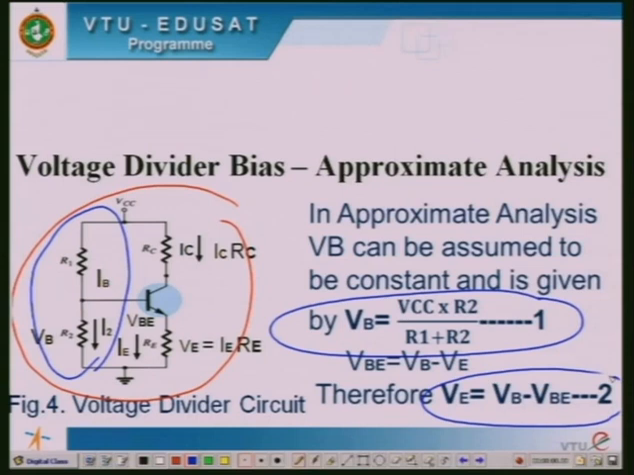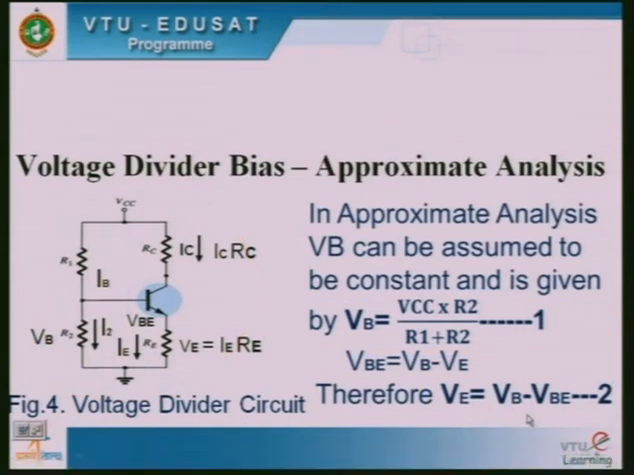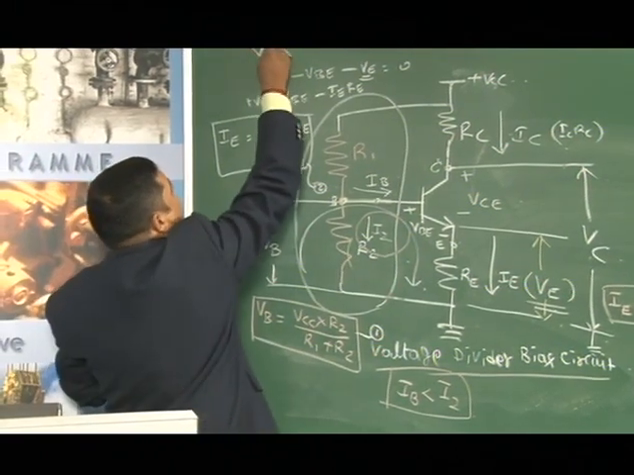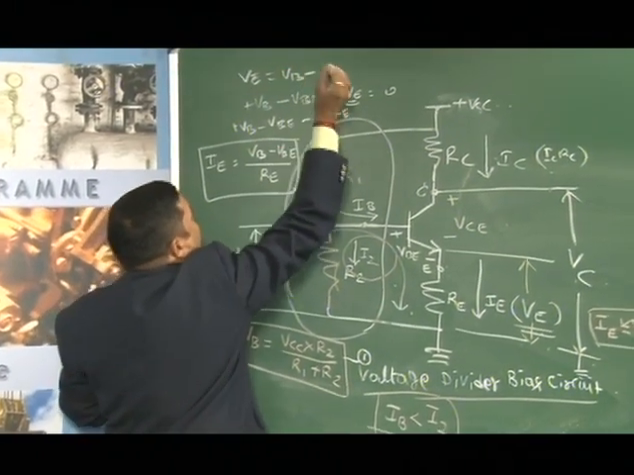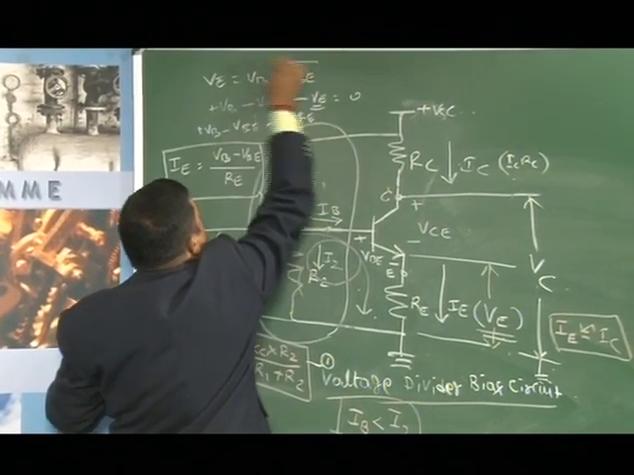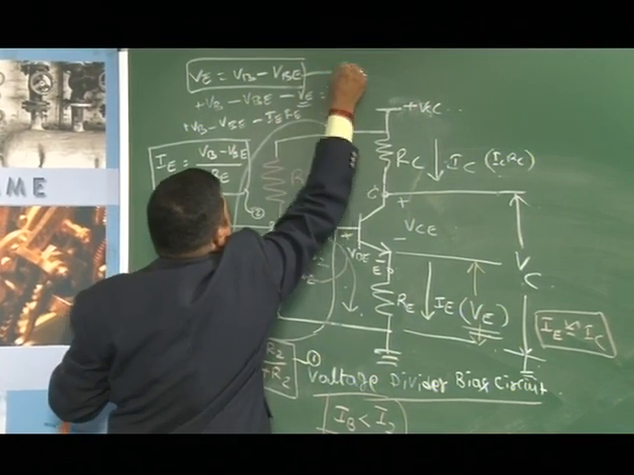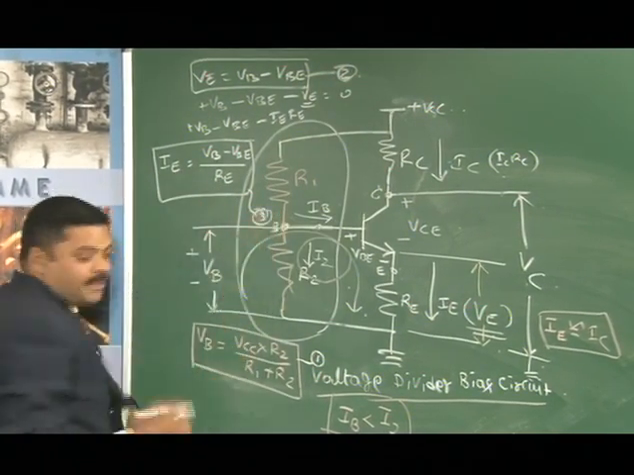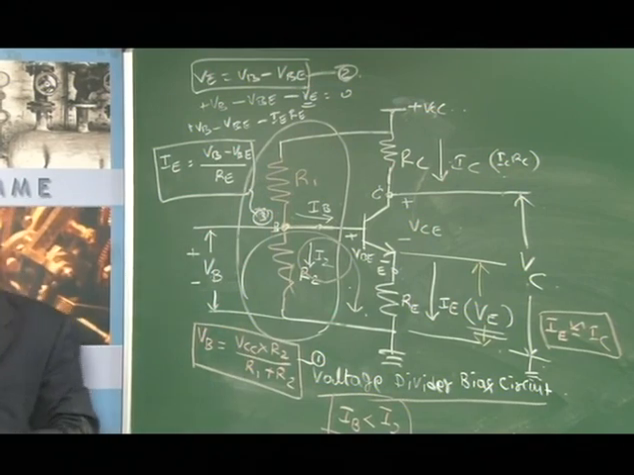Now, VE is given by VB minus VBE here. One equation, I have not written that. VE is equal to VB minus VBE. This is one equation. Let me call this equation 2, and IE let me call it equation 3. So, that is what is shown in the next slide.